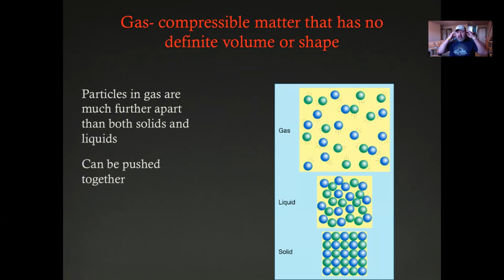Okay, so obviously real basic, gas is matter that's compressible, and it does not have a definite shape or a definite volume. Its shape and volume will change based on its container. Okay, so if we look at the diagram here, we have all these molecules of air, if you will, and we'll refer to air quite a bit.